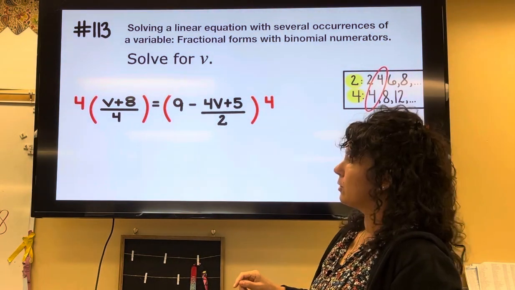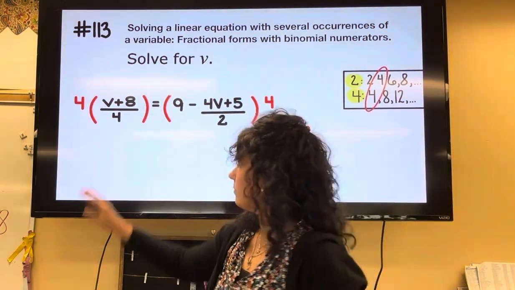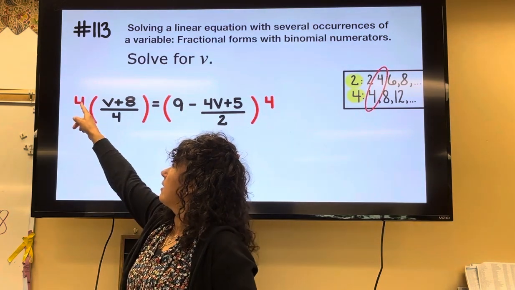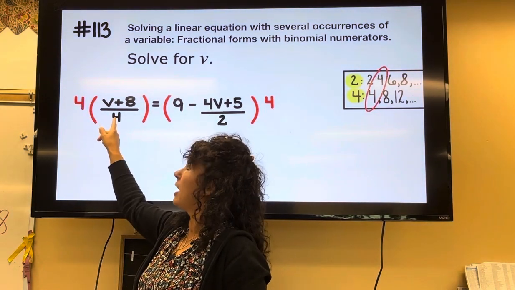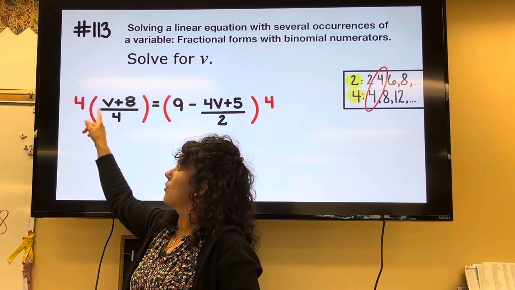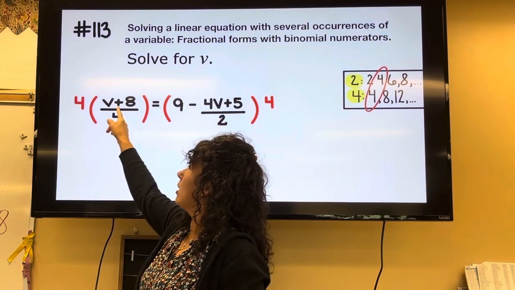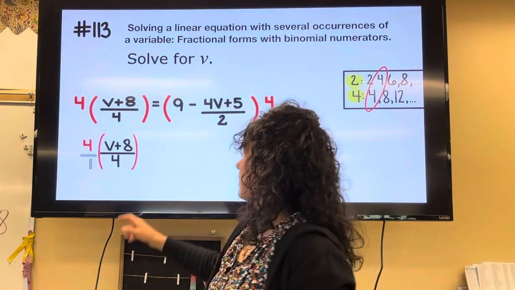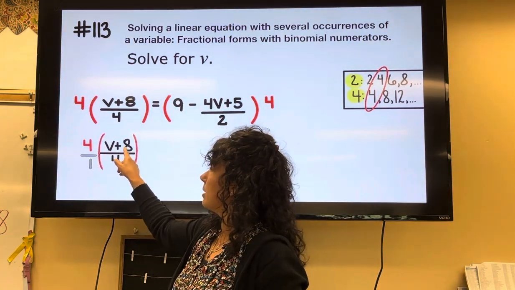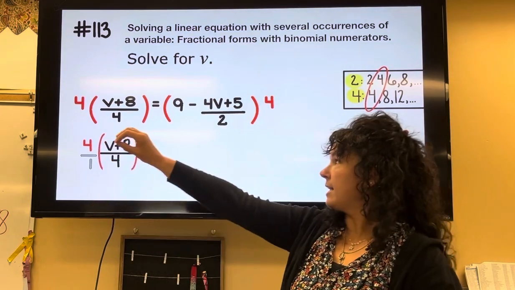When I multiply both sides by 4, on the left side, this 4 and this 4 cancel, right? Because you divide by the number in the bottom. So 4 divided by 4 is 1. So all I have left on the left-hand side is going to end up being v plus 8. But let's go ahead and expand it.